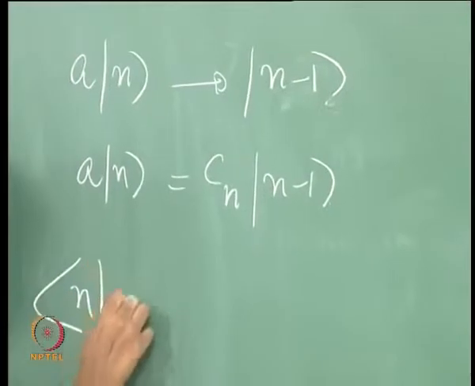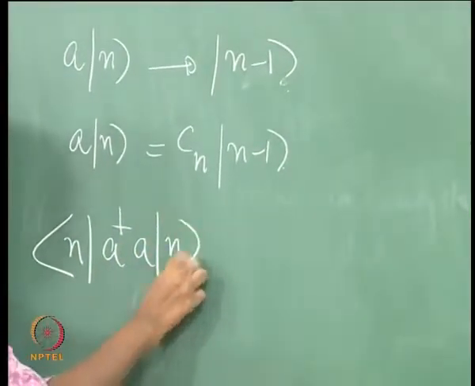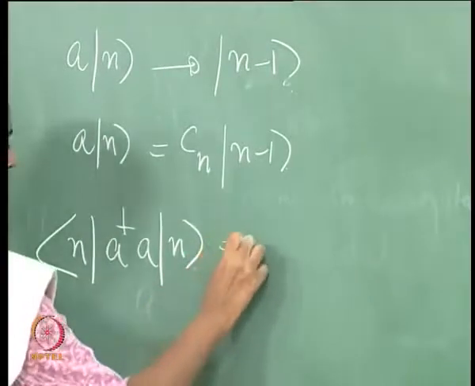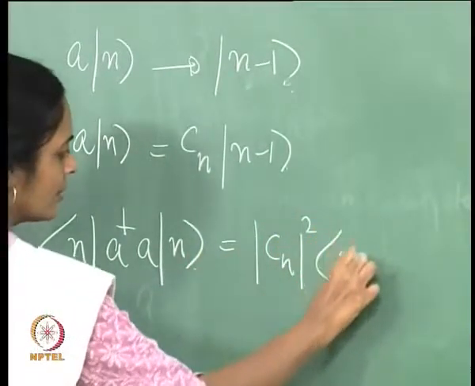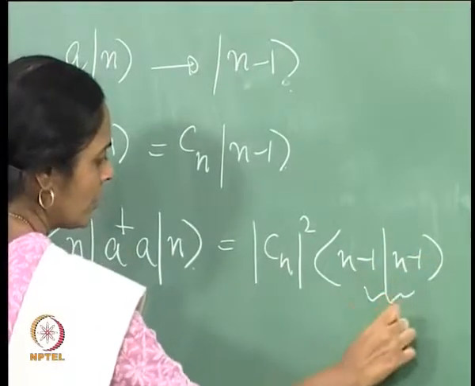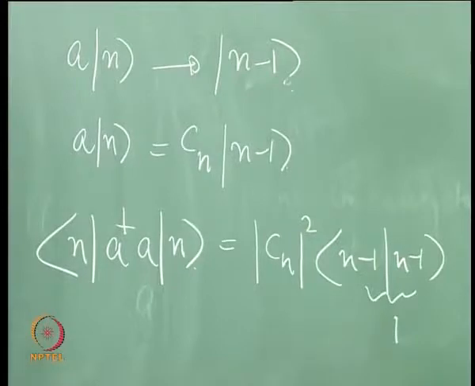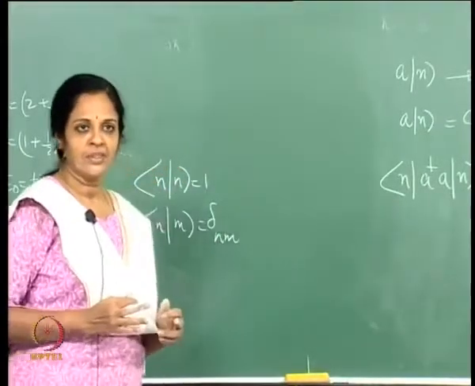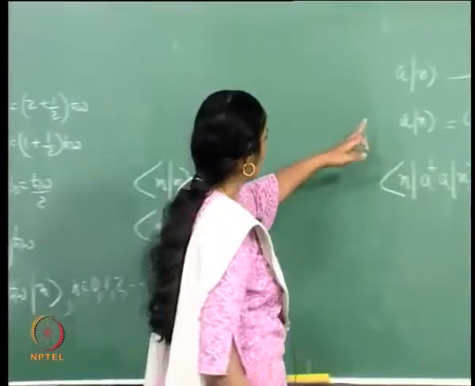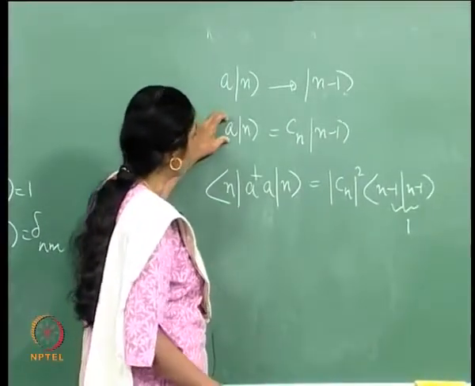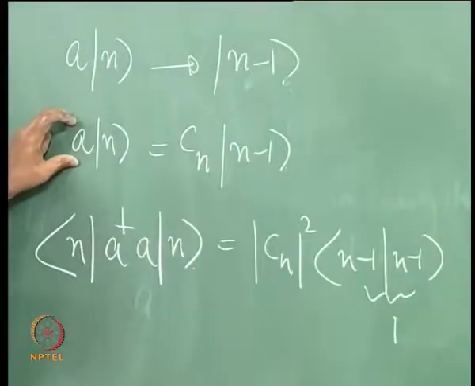I can always find out this object. This is simply mod Cn squared, inner product of the state n minus 1 with itself. Since the states are all normalized to unity, that is simply mod Cn squared, because Cn is in general a complex number. I emphasize that A is not a Hermitian operator. Therefore, it cannot represent physical observables, but linear combinations A plus A dagger, A minus A dagger and so on represent physical observables. They are Hermitian, they represent position and momentum, for instance, in this case.